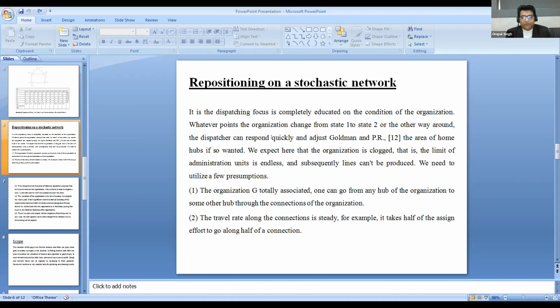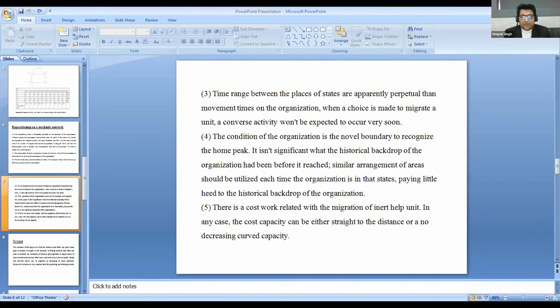We need to use a few assumptions. Number one, the network G is fully connected: one can go from any node of the network to any other node through a link of the network. Number two, the travel rate along the link is steady. For example, it takes half of the time to go along half of a link. Number three, the time range between the changes of state is considerably longer than the travel time on the network. When a decision is made to relocate a unit, a reverse action will not be expected to occur very soon.